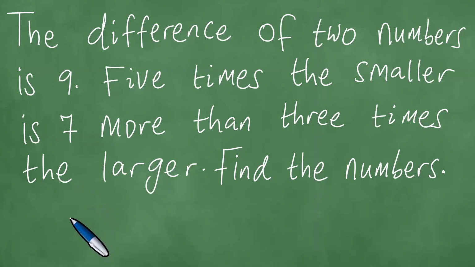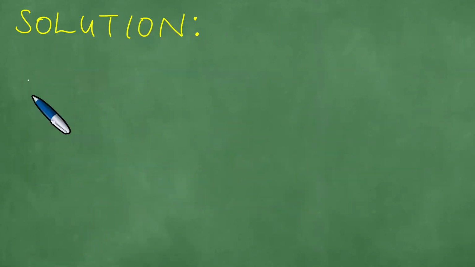Right, in this lesson, we shall solve this word problem in front of us step by step. The difference of two numbers is 9. 5 times the smaller is 7 more than 3 times the larger. Find the numbers. We present a solution to this problem step by step.